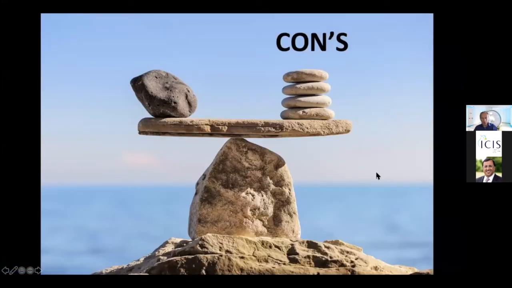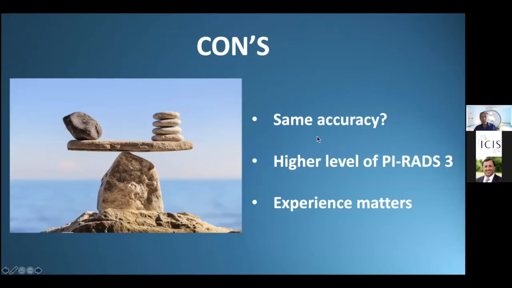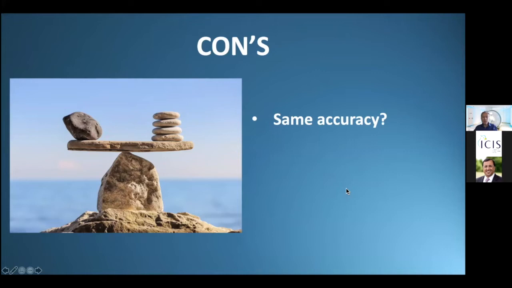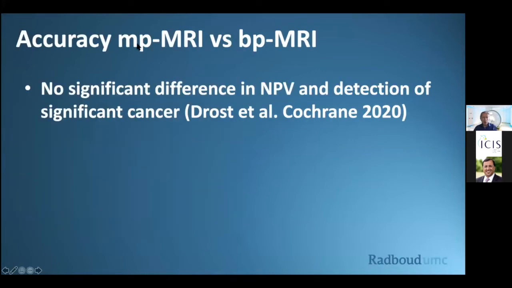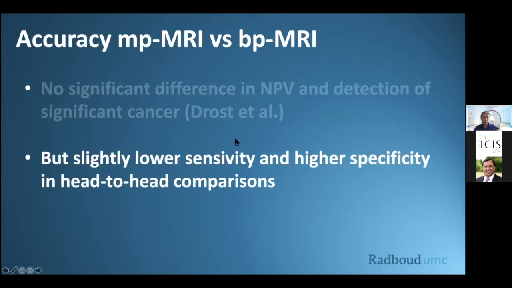Now, what are the cons? The question is, is biparametric MRI as accurate as multi-parametric MRI? Is there perhaps a higher level of PI-RADS 3 diagnosis? And what about experience? So first, the accuracy. If you look at the accuracy of multi-parametric MRI versus biparametric MRI, you can see that there is no significant difference in negative predictive value and detection of significant cancer. This is shown by the Cochrane meta-analysis of Trust and colleagues.